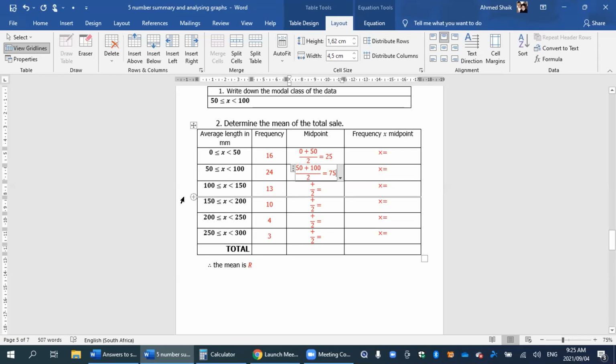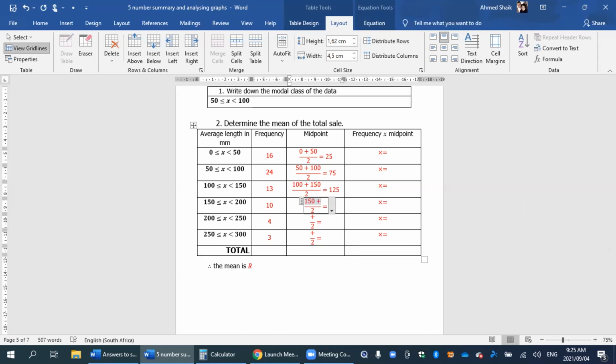If you're looking at our third interval, the midpoint, the first value of my interval was 100, and the last value was 150, and 250 divided by 2 would give me 125. I'm looking at my fourth interval. My first value is 150, my last value is 200, and 350 divided by 2 would be 175.